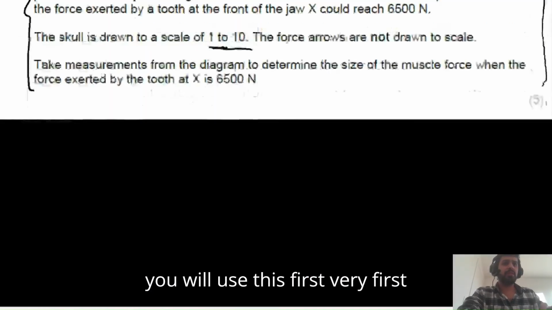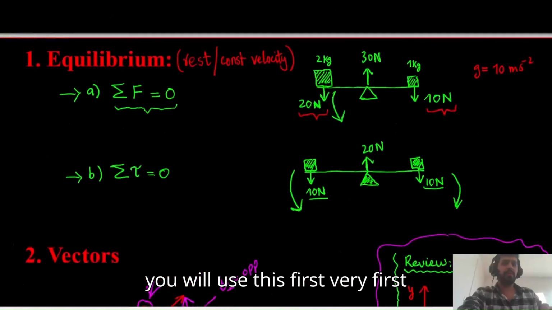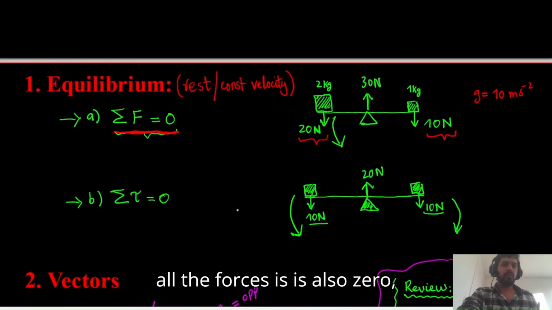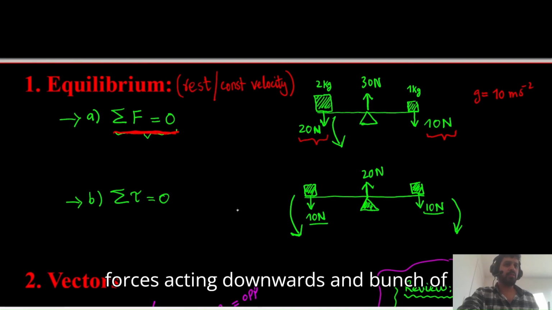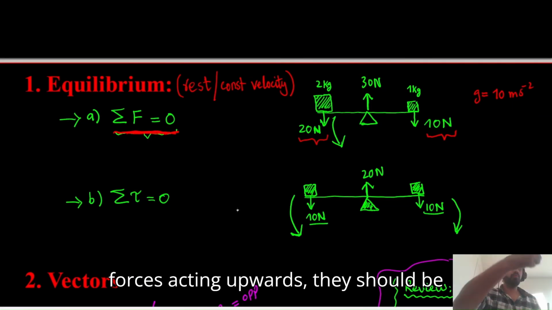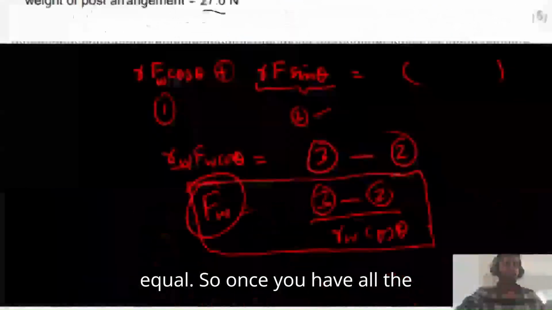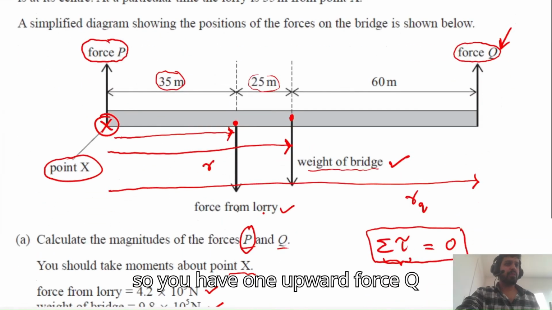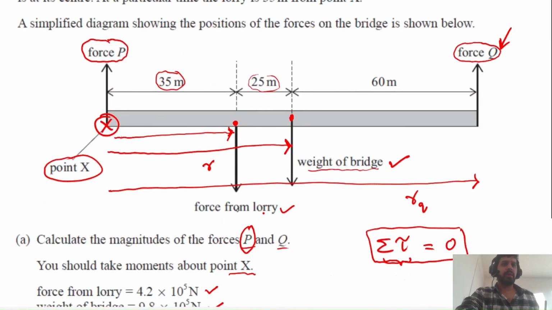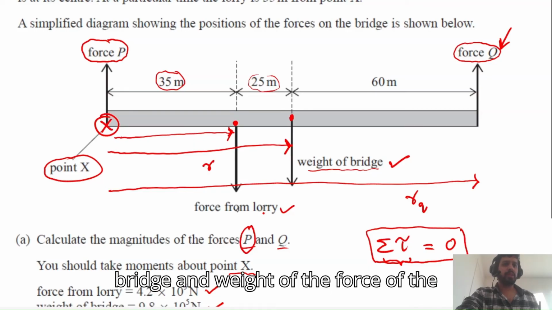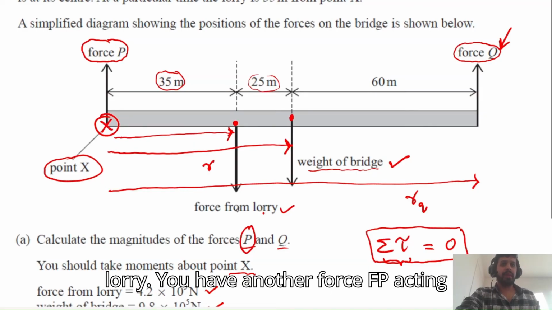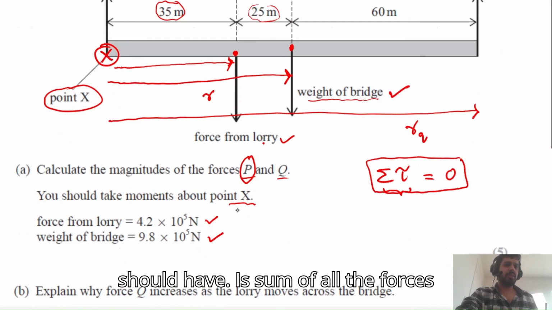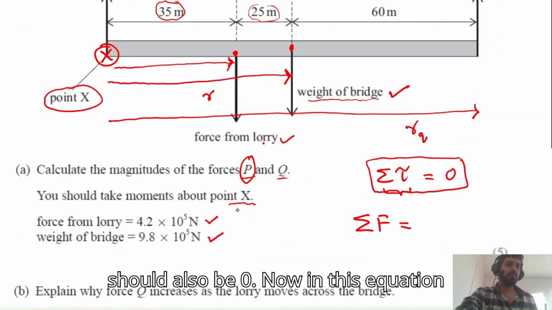And the answer is you will use this very first thing that I explained. This thing, sum of all the forces is also 0, right? Which means if you have a bunch of forces acting downwards and a bunch of forces acting upwards, they should be equal. So once you have all the forces for this question, you have one upward force Q and two downward forces, weight of the bridge and the force of the lorry. You have another force Fp acting here. It is acting upwards, and what you should have is sum of all the forces should also be 0.